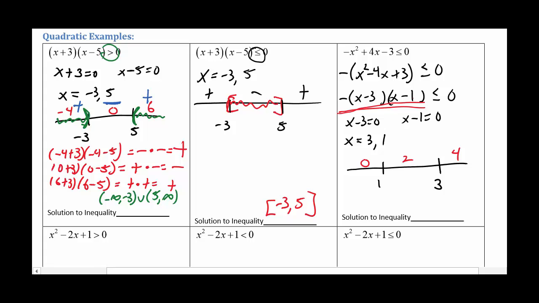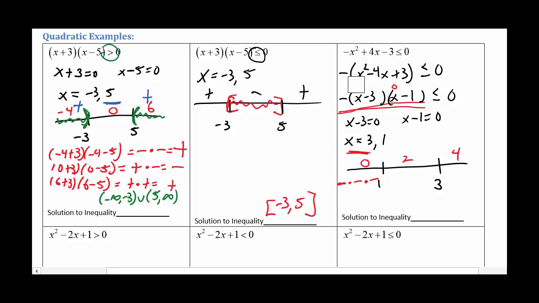Now, the nice part about factored form is, again, I can very quickly identify whether I get a positive or a negative. Okay, so let's say that I want to evaluate that at 0. So I'm going to come in here and I'm just going to put a 0 right above it. I have a negative for the first piece. 0 minus 3 is a negative, and 0 minus 1 is a negative. Well, what happens when you multiply three negatives together? You get a negative result. Okay.